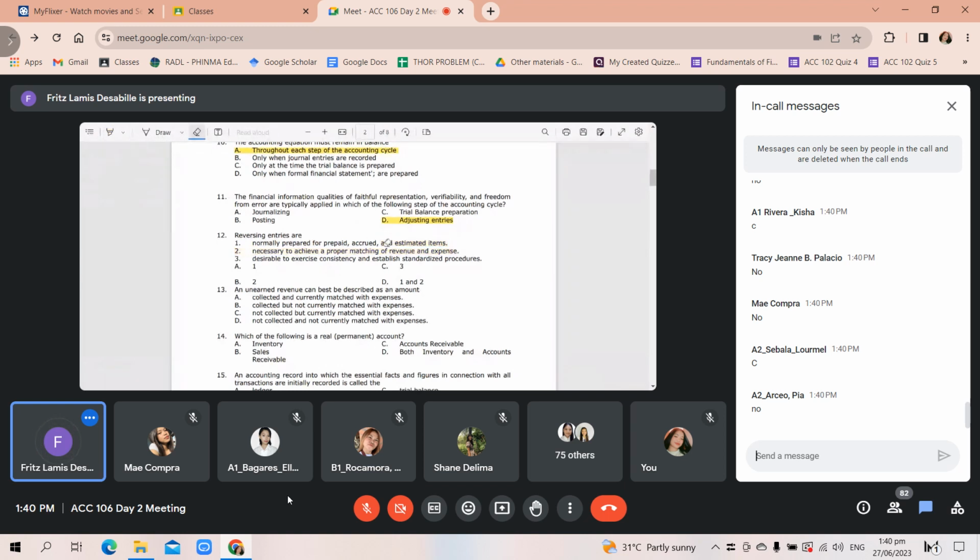Number 2, necessary to achieve proper matching of revenue and expenses. So dili ni siya ang purpose sa reversing entries, ang matching of revenue and expenses. This is more applicable to adjusting entries, number 2. For matching of revenue and expenses. So number 2 is for adjusting entries. Ang nakarong ani sa number 1 kay di siya for reversing, this is for adjusting. Number 3, desirable to exercise consistency and establish standardized procedures. Correct.